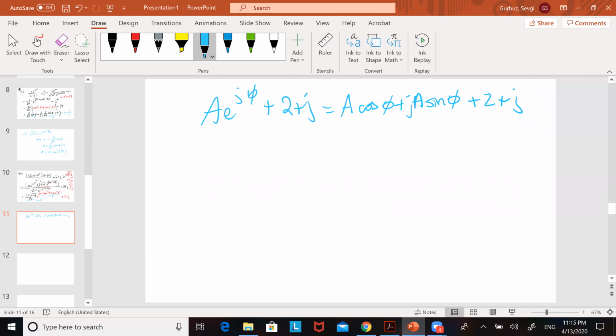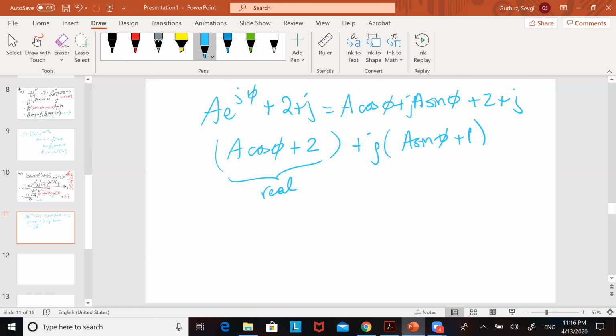One important thing to realize is that when you write the number, you always group the real terms together and the imaginary terms together. So you would write this number as A cosine phi plus 2. Here's my real component. And then you would write plus j times A sine phi plus 1, which is now my imaginary component.